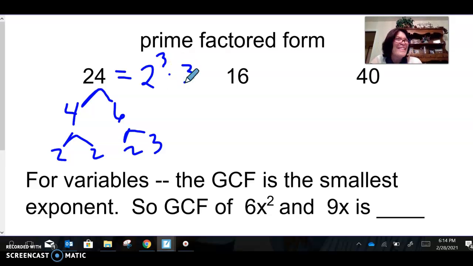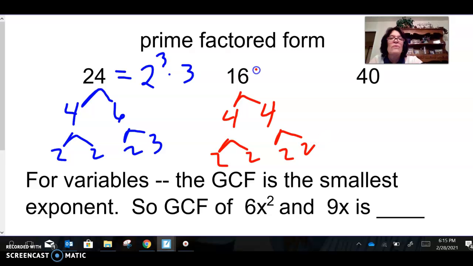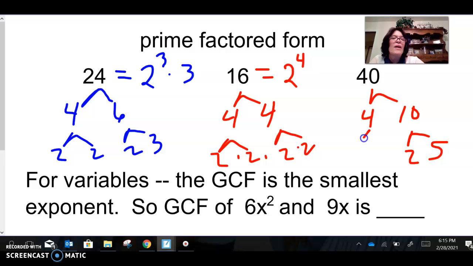Remember this? Prime numbers are numbers that only have factors of itself and 1. 16 is 4 times 4. 4 is 2 times 2. 4 is 2 times 2. So 16 is 2 times 2 times 2 times 2. That's 2 to the 4th. 40 is 4 times 10. 10 is 2 times 5. 4 is 2 times 2.